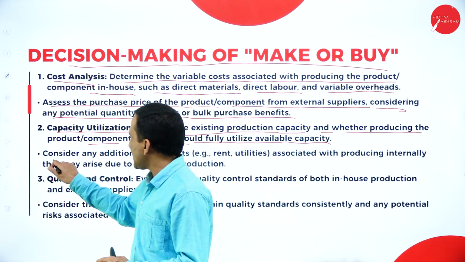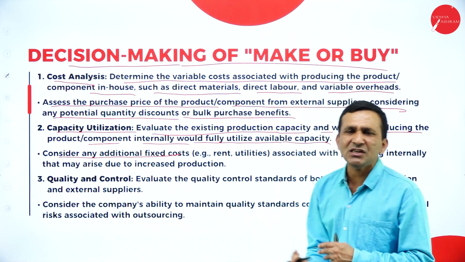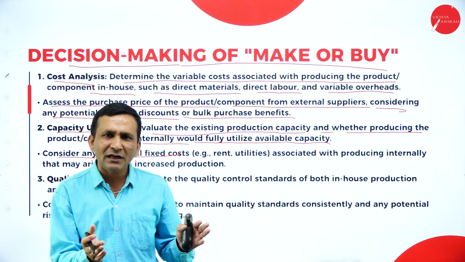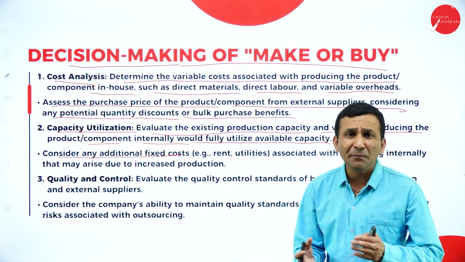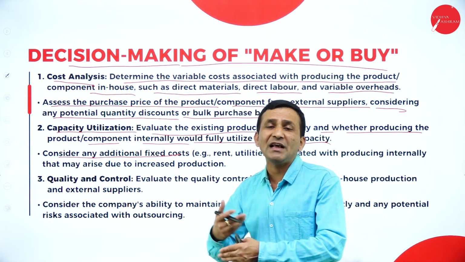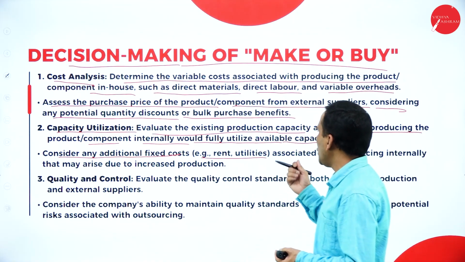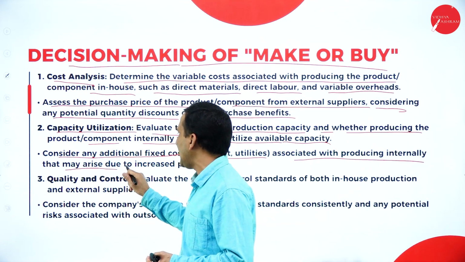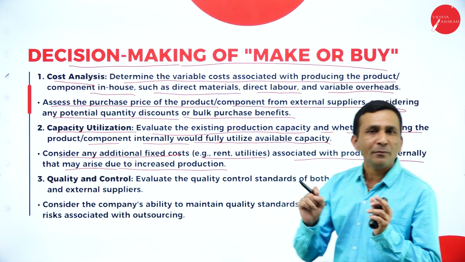Moving again, second point, consider any additional fixed cost. Any additional cost that is required. Suppose I am producing 10,000 products myself, and I am getting an order from other needy people, they are placing an order. If I take the extra responsibility, is there any additional cost incurred? Of course the rent and utility associated with producing internally may arise due to increasing the production, and that we also need to analyze properly.